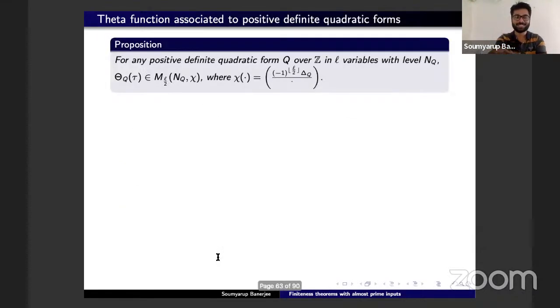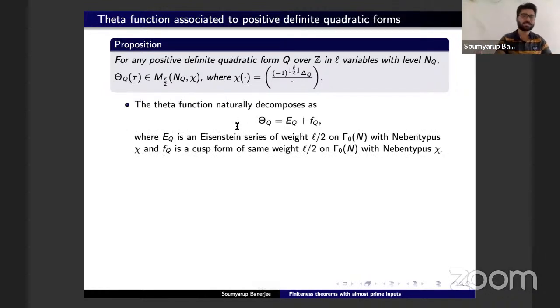This is a very interesting result: for any positive definite quadratic form Q over Z in l variables with level N_Q, theta_Q, the associated theta function, is a modular form of weight l/2 and level N_Q. This N_Q, the level of the modular form theta_Q, is the same as the level of the quadratic form Q, which is interesting. If the number of variables of Q is l, then the weight of this theta function will be l/2. And the character depends on delta_Q. This is a standard result in the bridge between quadratic forms and modular forms. Okay, the theta function is also similar to a modular form.